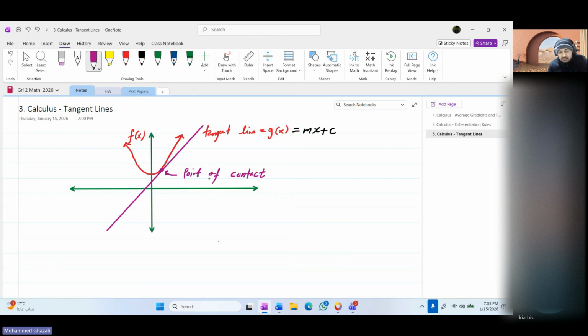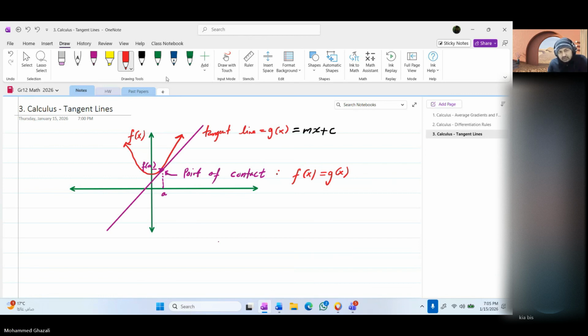Now, the question is, what's happening at the point of contact? Let's say this point is A, then the y value will be f of A. But at the point of contact, both the functions are equal. So at the point of contact, we know f of x is equal to g of x. This is very important. At the point of contact, f of a is equal to g of a, because both the equations are equal.